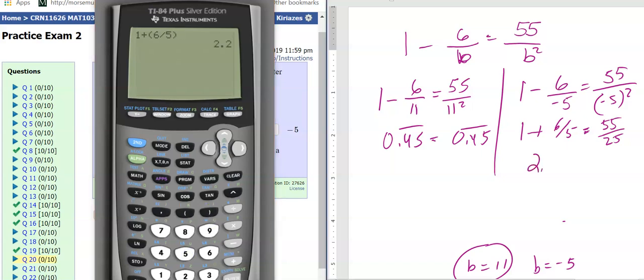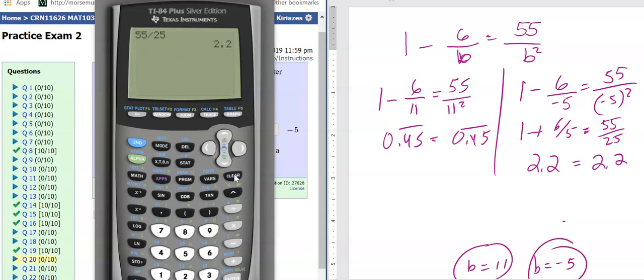And I get 2.2. And then the right side, 55 divided by 25 is 2.2. So that is also a solution. So both of mine are valid.